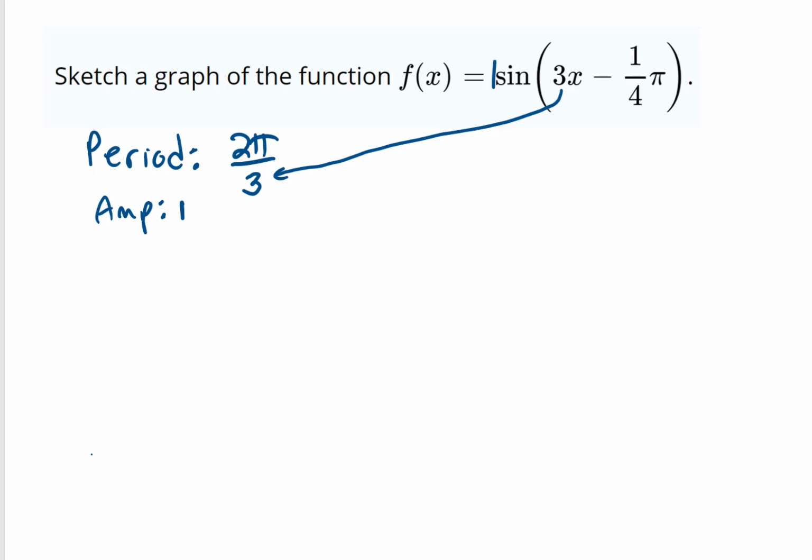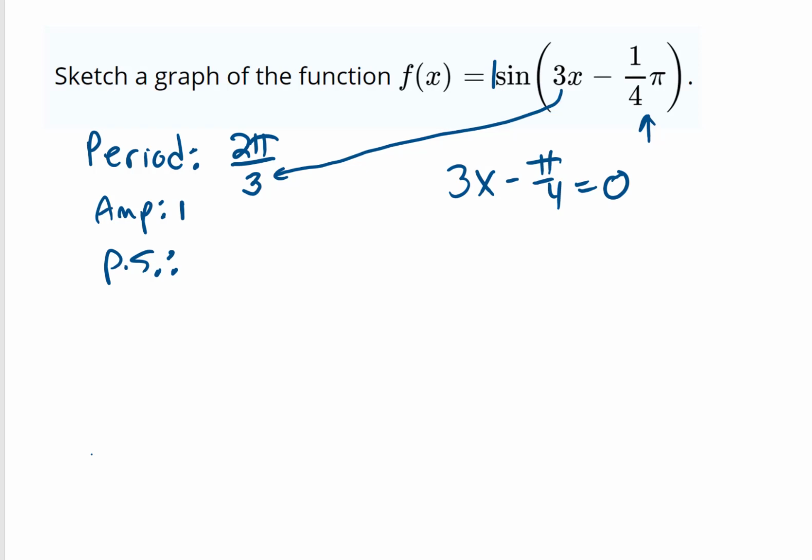There is no vertical shift because there's nothing added on the end. And there is a phase shift. This is the phase angle, so I'm going to determine the phase shift. I'm just going to put PS for phase shift by taking what's in the parentheses, putting it equal to 0, and solving it. Now, 1/4 pi is the same thing as pi over 4. You can write it either way. In trig, we usually write it like I just wrote it, but either way is fine.